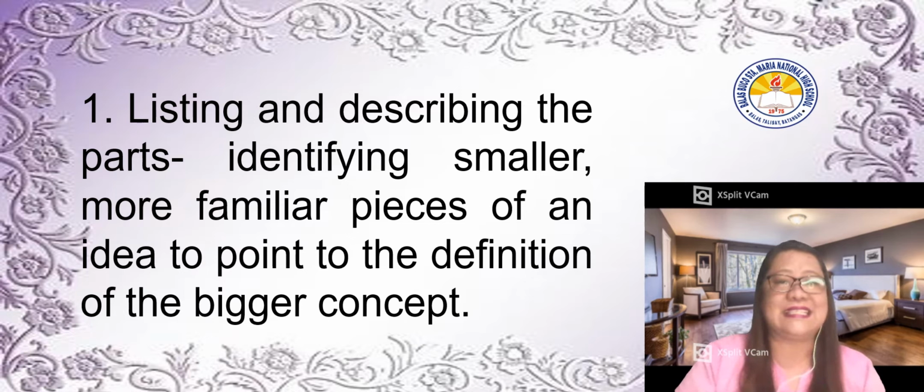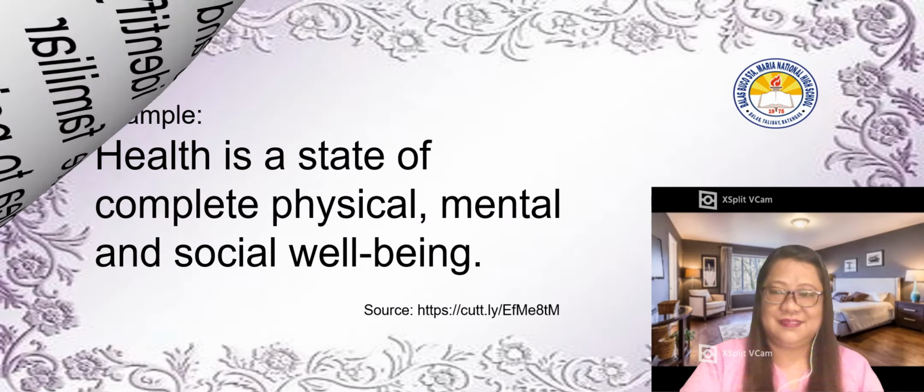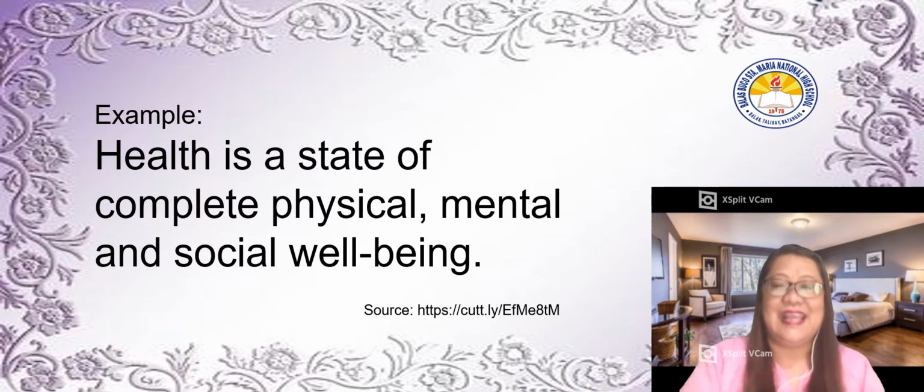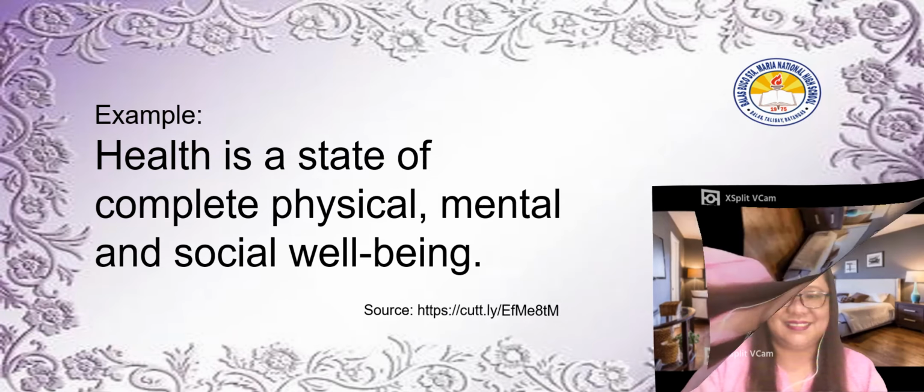First is listing and describing the parts. This can be done by identifying smaller, more familiar pieces of an idea to point to the definition of the bigger concept. Let us say, for example, health is a state of complete physical, mental, and social well-being.